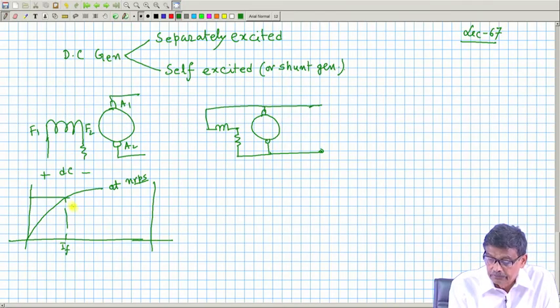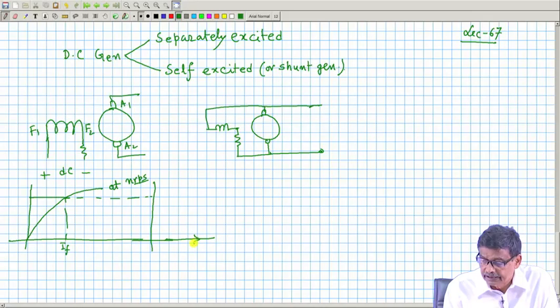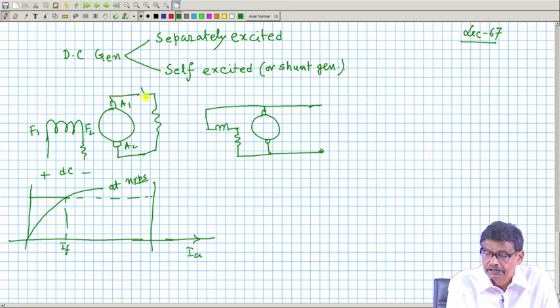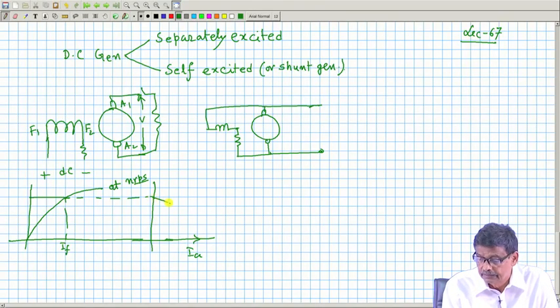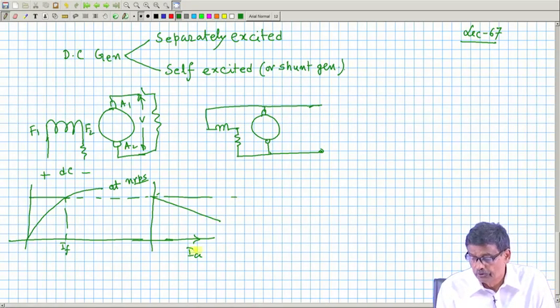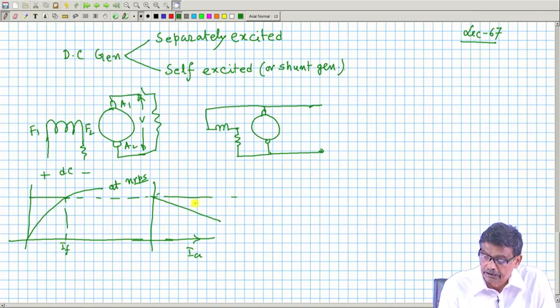The load characteristics of this generator are always sketched against IA and terminal voltage, where I will connect the load. The terminal voltage is this voltage V, and we have seen this will be a drooping characteristic. Try to draw more and more armature current. Of course, there is a rated armature current beyond which you will not go.